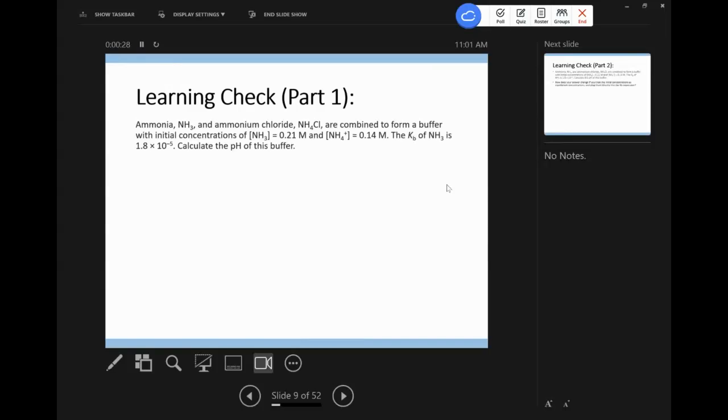So as this is getting started, go to that learning check that's after the slide that we finished on Monday. It's a two-part learning check. The statement says that ammonia, NH3, and ammonium chloride are combined to form a buffer solution. We're given initial concentrations of NH3 and NH4+. NH4+ compared to NH3 has gained a hydrogen and a plus charge, so that would be the acid version of NH3. So we have a conjugate acid-base pair.